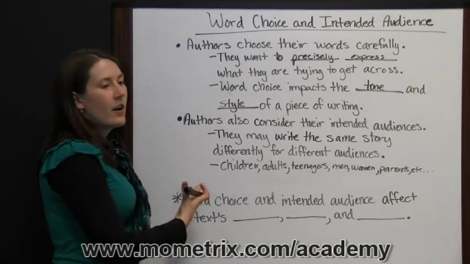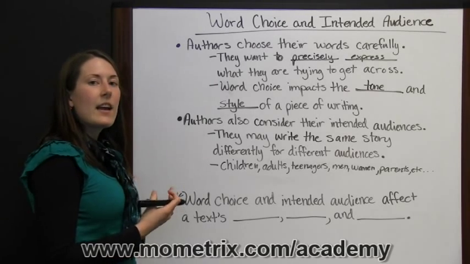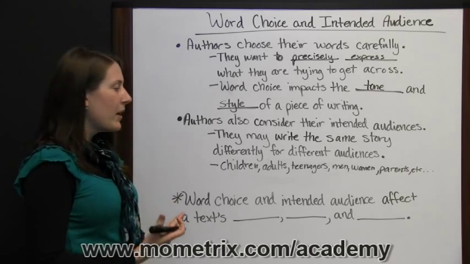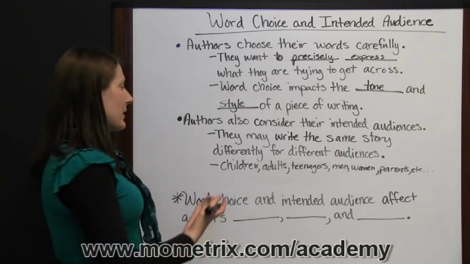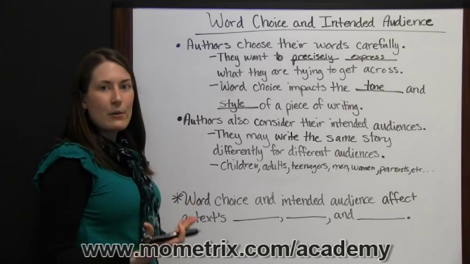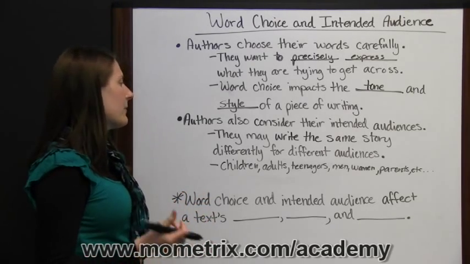But let's think about if an author is writing a story. They may write a story differently, leaving out some disturbing or provocative parts if they're writing for children, where they would put in those same parts if they're writing for adults. And if they're writing for teenagers, maybe they'd leave some of it in and keep some of it out.